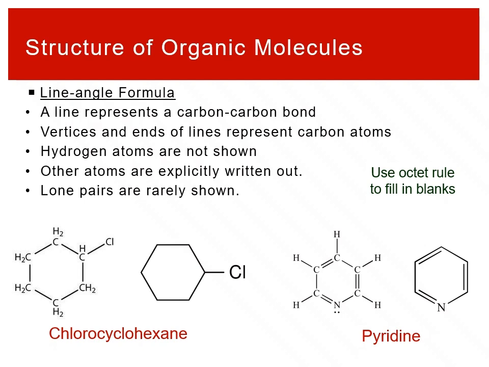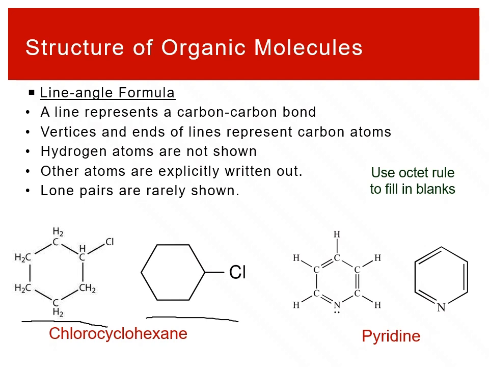And that's where line angle formulas come in. So line angle formulas are a representation of organic molecules where we're going to use lines and vertices, angles, to represent bonds and carbon atoms. So this would be chlorocyclohexane, sorry, this would be the condensed formula. All the carbons, hydrogens, and chlorines are written there. And the line angle formula is right here. So you'll notice all of the C's and H's are missing.